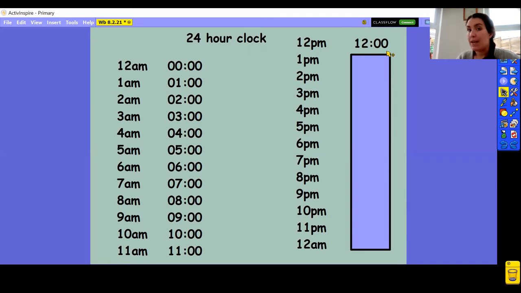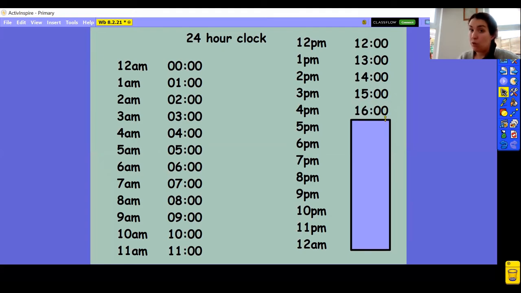But this is where it starts to get different. For 1 p.m., I can't go back to having 01 because I've already got a 01. So actually, something slightly different happens. And we keep counting up from 12 to 13. Now, you might hear it called like 1300 hours. So 13 actually means 1 p.m. 14 means 2 p.m. 15 is 3. 16 is 4. And it keeps going all the way up.